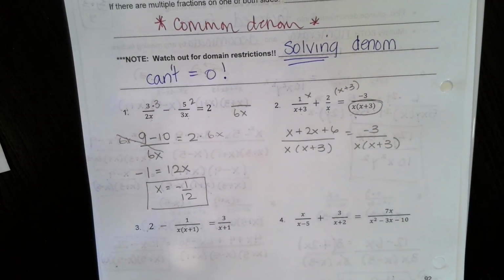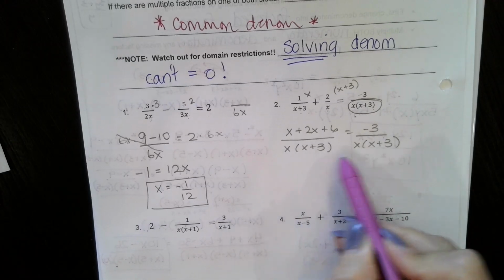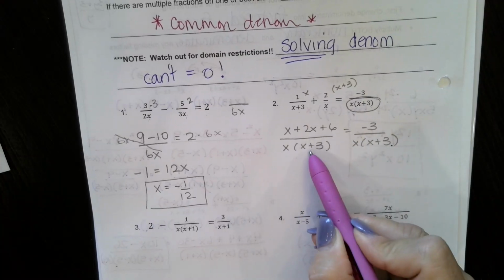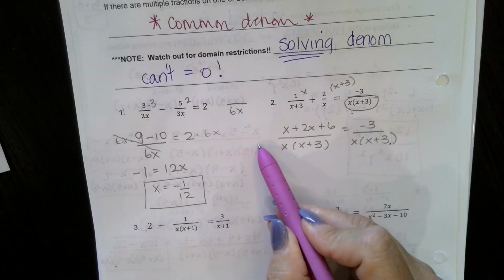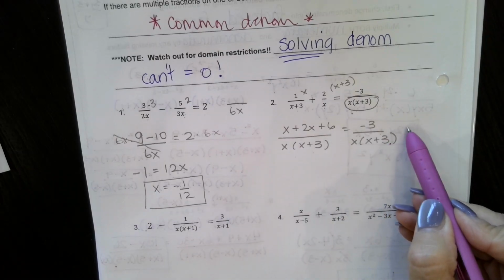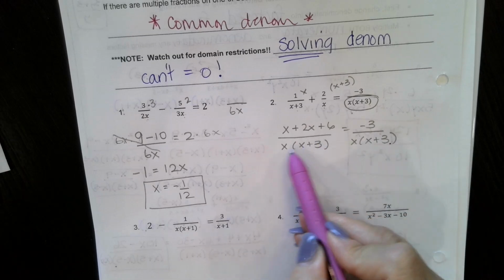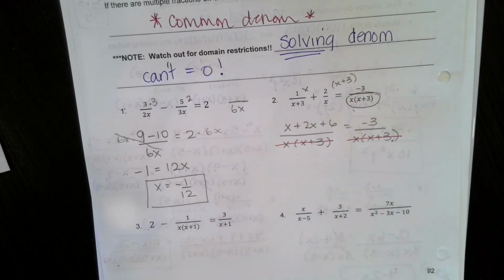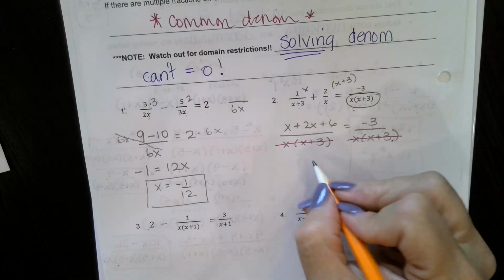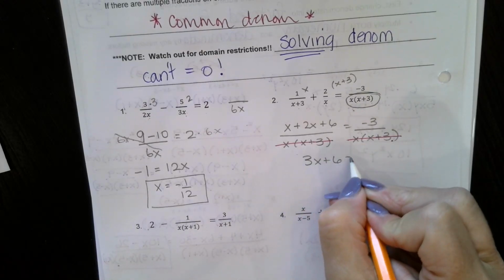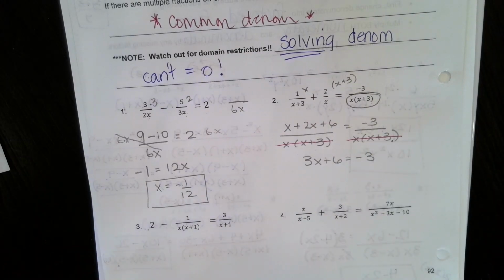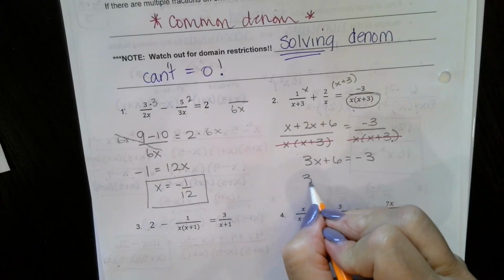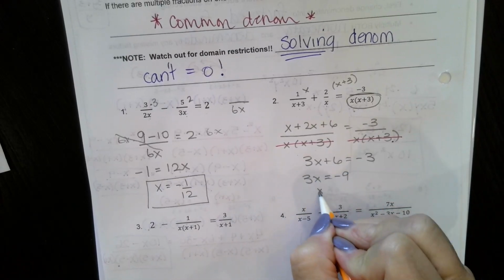Now, this is the great part about solving rational equations. So I have this x plus 3, x plus 3. If I was to clear this denominator and I multiply this side by x plus 3, and I multiply this side by x plus 3, everything cancels out. So once the left side has a common denominator and the right side has a common denominator, these common denominators cancel out and you don't have fractions anymore. So they go away and I'm left with 3x plus 6 equals negative 3. Denominator's gone. So 3x equals negative 9, so x equals negative 3.